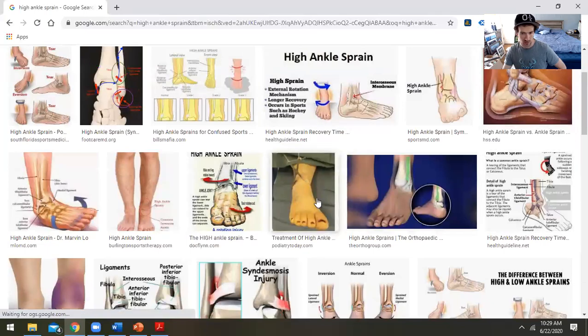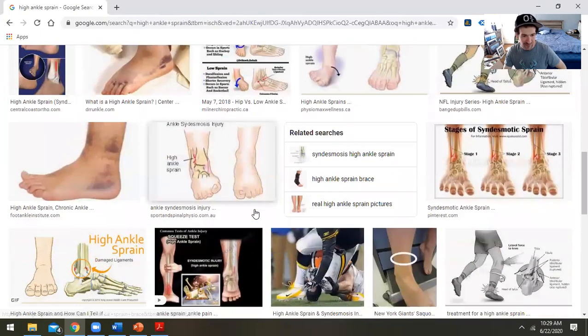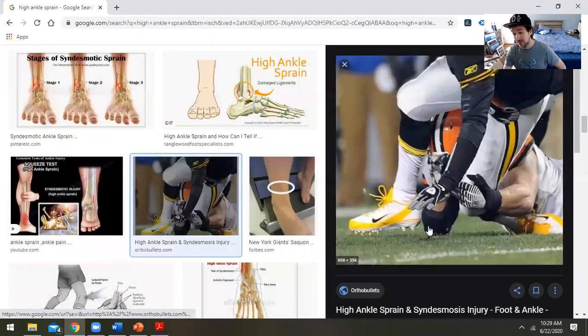Good picture. Oh God, not that picture. Good Lord. Come on. There, by the way, there it is.